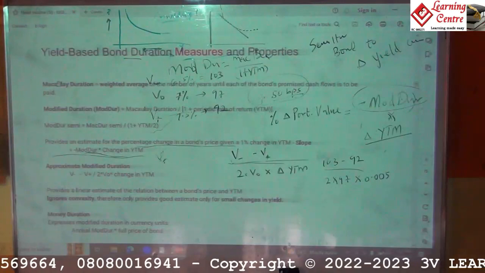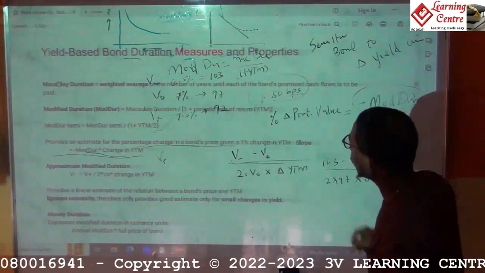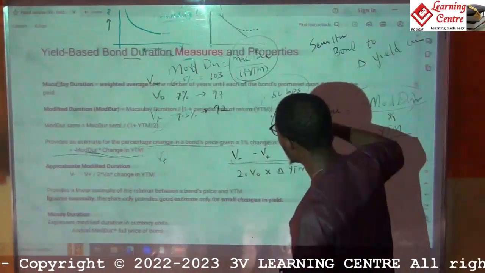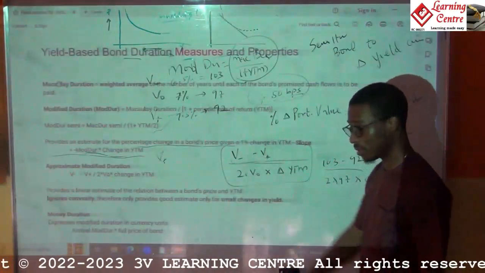So yes, we will apply modified duration. You can use the formula if you do a Macaulay duration. If you don't know about duration, you are forced to use this formula.